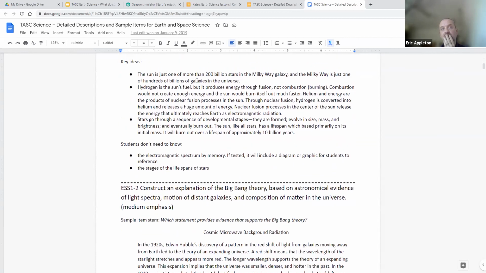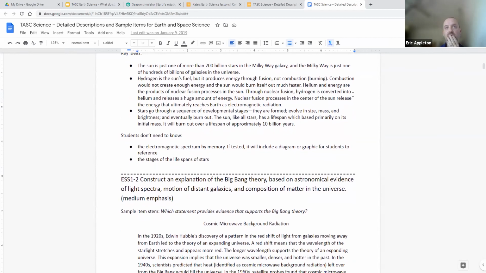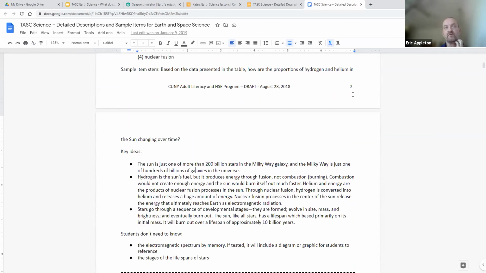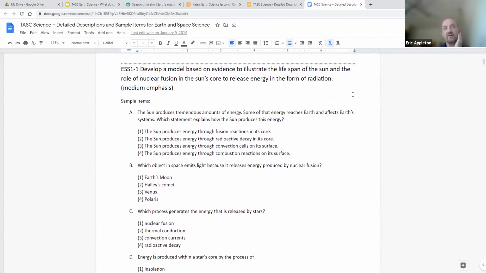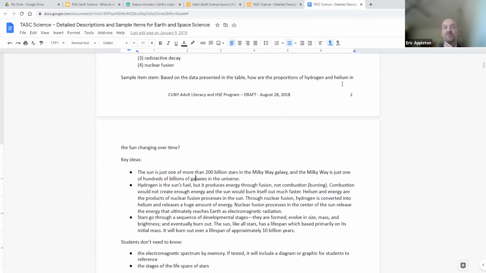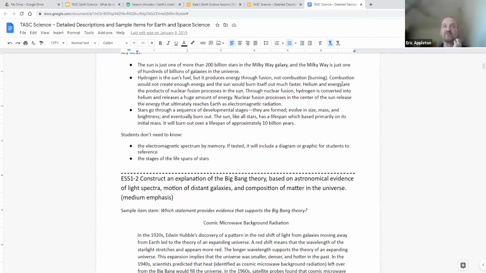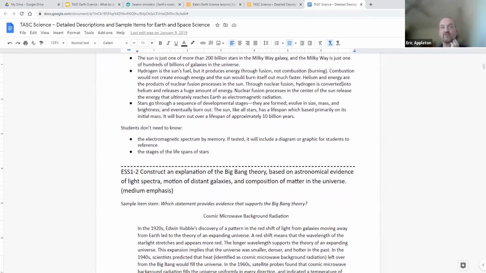And then there's our best guess at what the key ideas are that are being tested, in language as accessible as we could make it. It's written for teachers, not for students, so we can really understand what is being tested here. This first one, for example: develop a model based on evidence to illustrate the lifespan of the sun and the role of nuclear fusion. You have a bunch of questions where the answer is almost always nuclear fusion, by the way. But what are the key ideas? Where does the energy in the sun come from? Hydrogen is the sun's fuel.